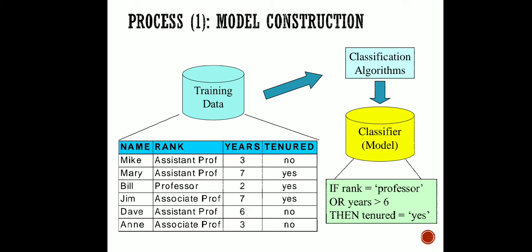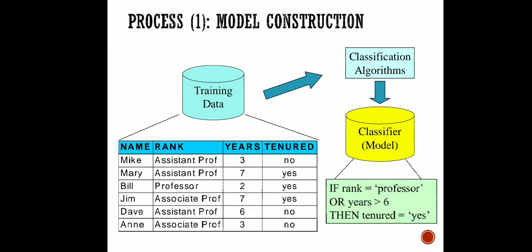Next, for Mary the rank is assistant professor and years is 7, so one of the criteria is satisfied, right? So this model means: if rank equals professor or years is greater than 6. This was not predefined. Rather, using this data set, this table, this training data, we have developed the model, right?